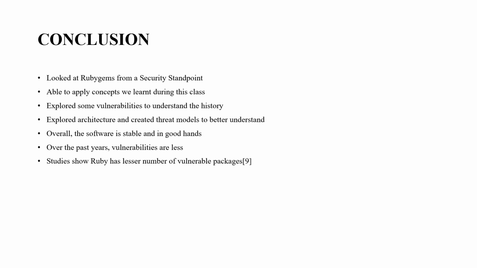Now let's talk about the conclusion we came to after going through this case study. We looked at Rubygems from a security standpoint and tried to understand what's going on behind the scenes. We were able to apply the concepts that we learned in our class. We explored some vulnerabilities and tried to understand the history of the vulnerabilities and the system. We explored the architecture and created threat models to understand the architecture better. And then we overall feel that the software is stable and in good hands. Overall, in the past years, the vulnerabilities are fewer, and a study shows that Ruby has a lesser number of vulnerable packages.